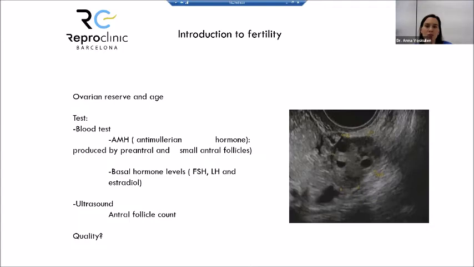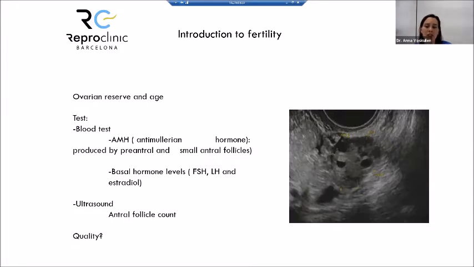And Dr. Gautam is going to explain it later, but just a little bit about ovarian reserve tests. What can we see about the ovarian reserve? We have different blood tests like the anti-Mullerian hormone that is produced by preantral and small antral follicles, and the higher the better. And on the other hand, we also have the basal hormone levels of FSH and estradiol. Actually, FSH is the important one.